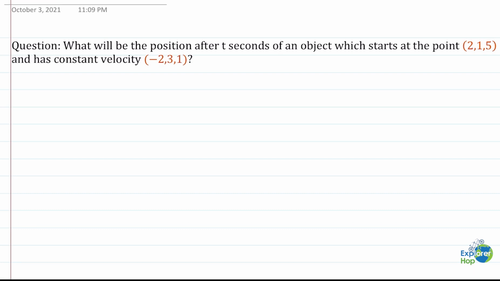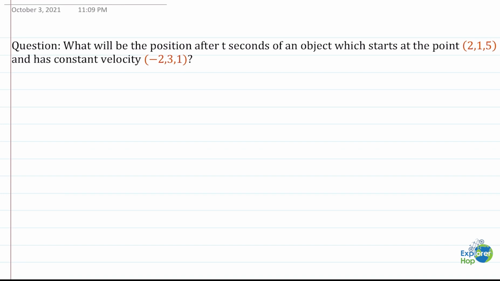In today's work example, we'll be finding the position of an object after t seconds, and we know that the object started at the point (2, 1, 5), and it has the constant velocity of (-2, 3, 1).